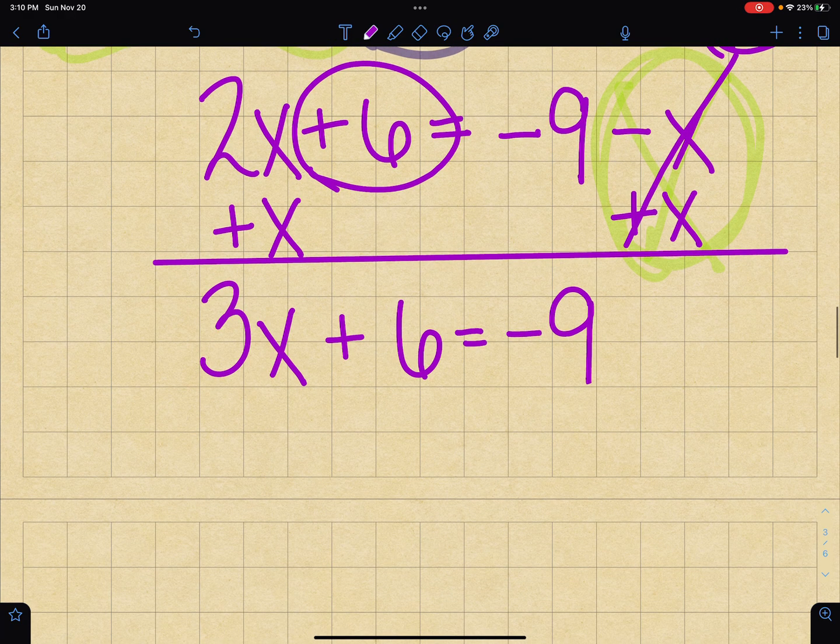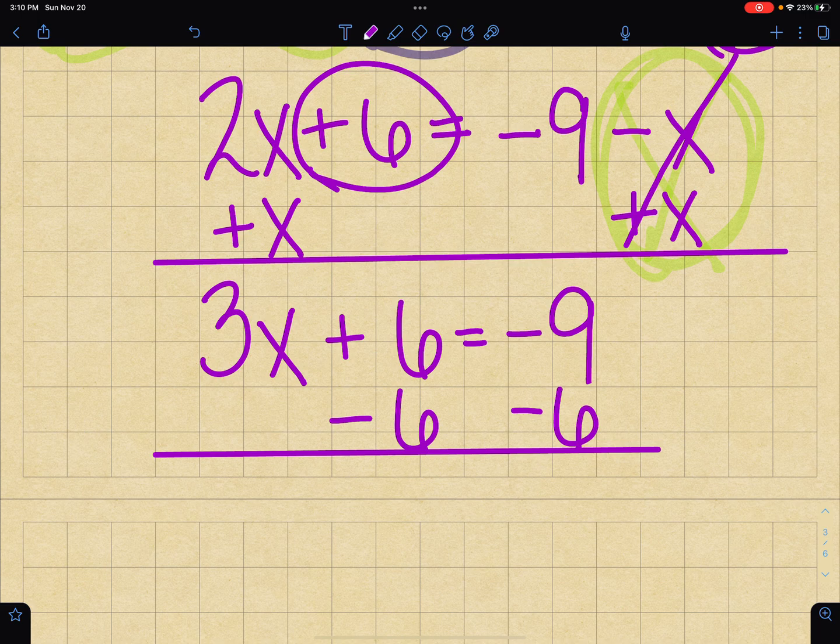All right, easy peasy. Let's subtract a 6 from both sides. That is the next step right there. And of course, these just cancel out to 0. And what about negative 9 minus 6? Negative 9 minus 6, or negative 9 plus a negative 6, is going to be negative 15.